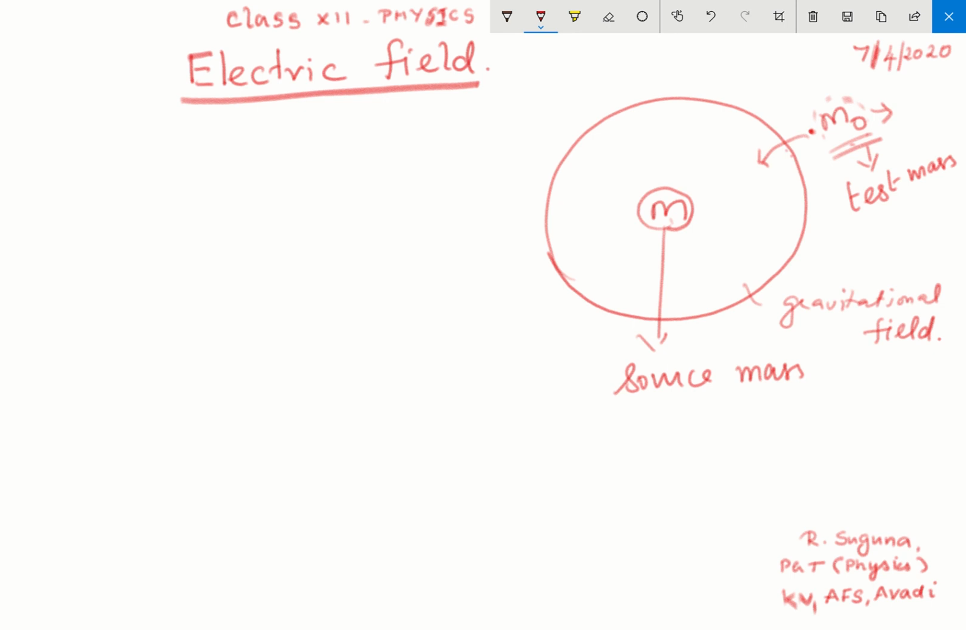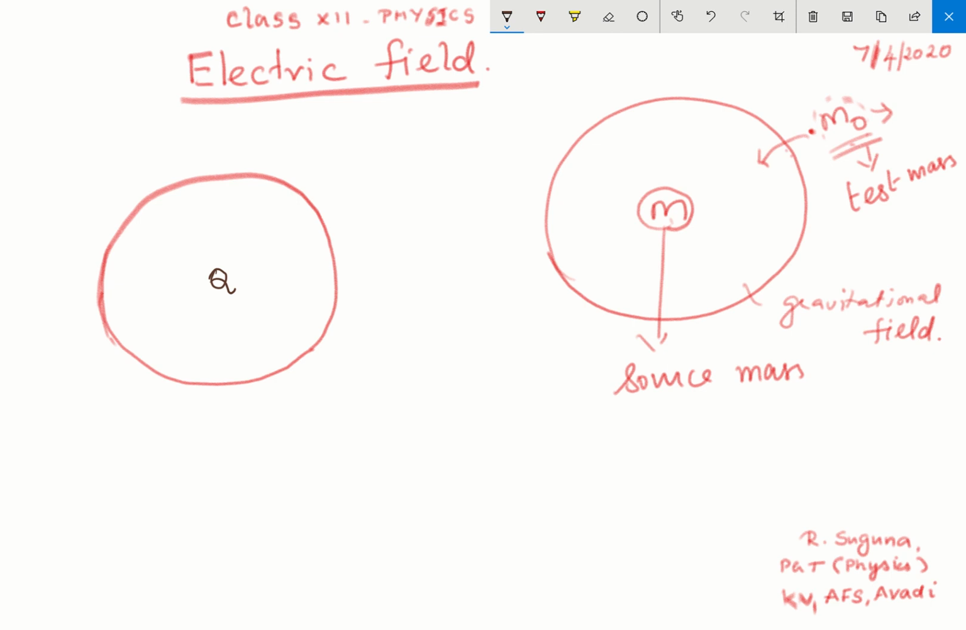Now I have a charge Q. This is a source charge. The space around this charge produces an electric field. Therefore, around the charge, there is an electric field here.